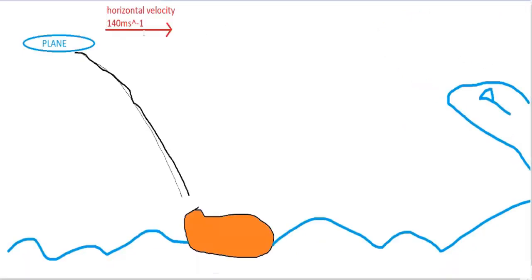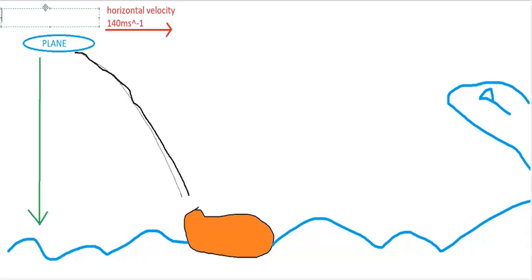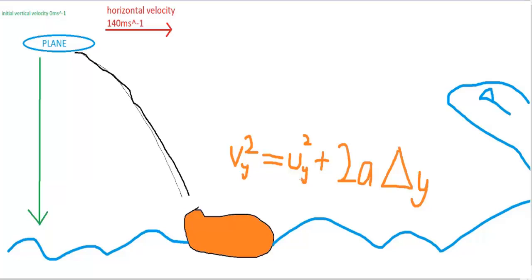Okay, so to start off this question, we know that the horizontal velocity is 140 meters per second. And the initial vertical velocity is 0 meters per second. Find out the final velocity of the lifeboat, which we can find from the formula v squared equals u squared plus 2a delta y. Now, if you sub in the stuff we already know into this equation, you can find that.